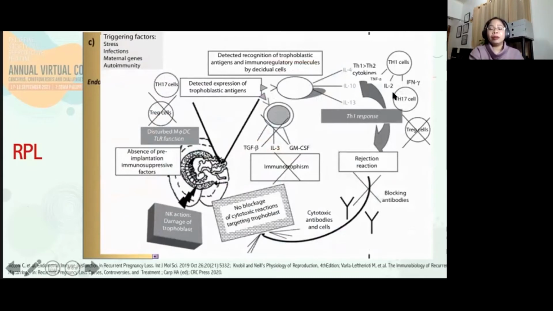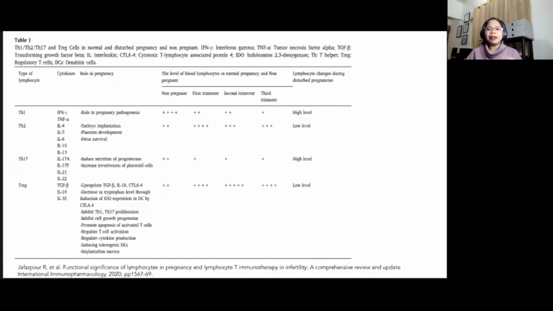Now, this Th1 predominance creates an increase in the levels of the pro-inflammatory cytokines, which are TNF alpha, interleukin 2, and interferon gamma. This Th1 response leads to fetal rejection. Now, this is a very nice table showing us the difference in the immunologic milieu of a patient with normal pregnancy versus a patient with recurrent pregnancy loss.